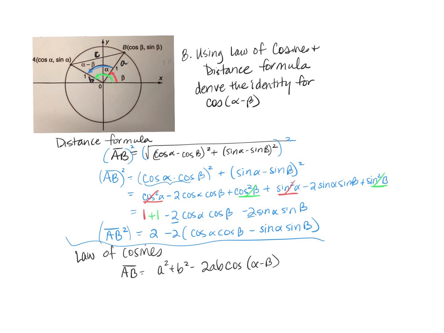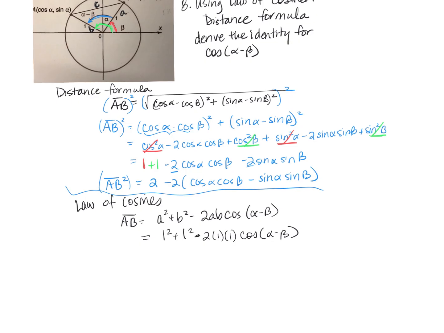Okay, so now we're going to put in the actual values from the picture. So little a is 1, little b is 1, 2 times 1 times 1 times the cosine of alpha minus beta. All right, clean this up, and we get 2 minus 2 cosine alpha minus beta. Now, what have we found? We have found the length of AB squared, right? Because remember, it's always c squared in the law of cosines, so this is the squared term.